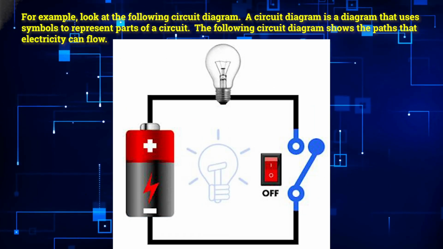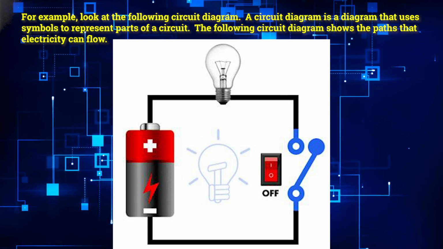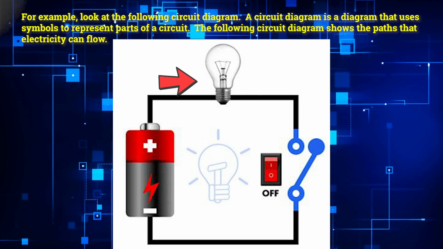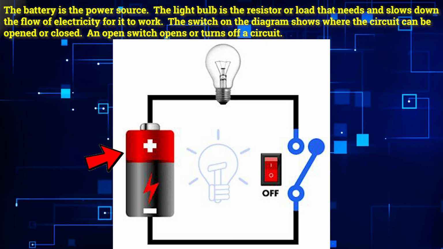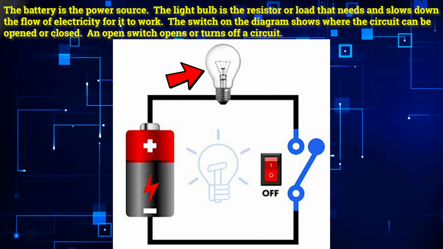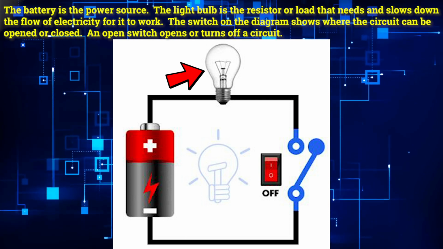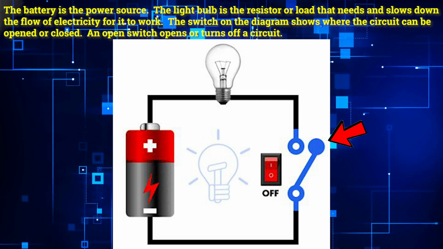For example, look at the following circuit diagram. A circuit diagram is a diagram that uses symbols to represent parts of a circuit. The following circuit diagram shows the paths that electricity can flow. The battery is the power source. The light bulb is the resistor or load that needs and slows down the flow of electricity for it to work. The switch on the diagram shows where the circuit can be opened or closed.